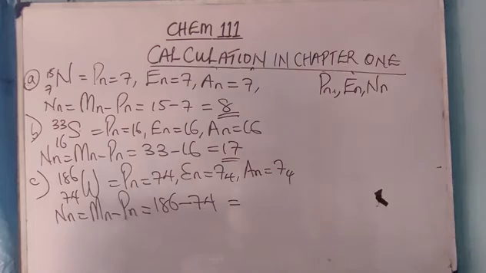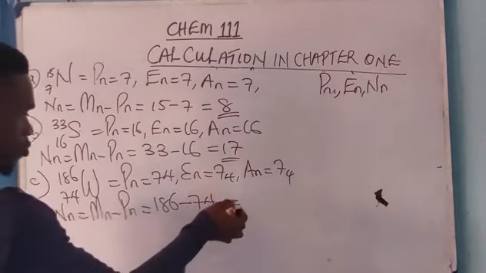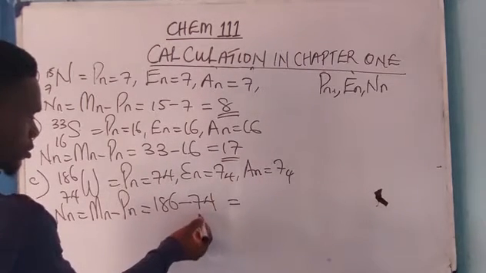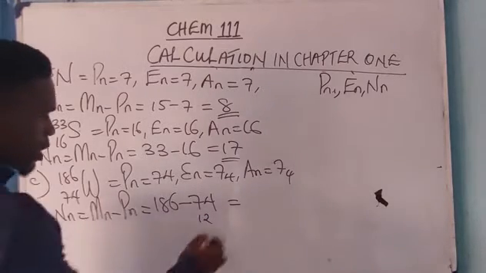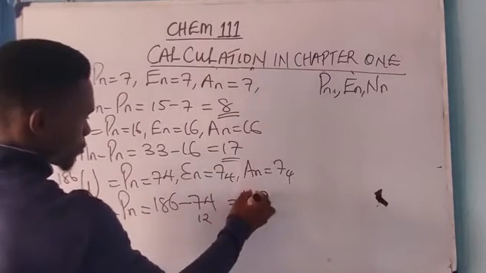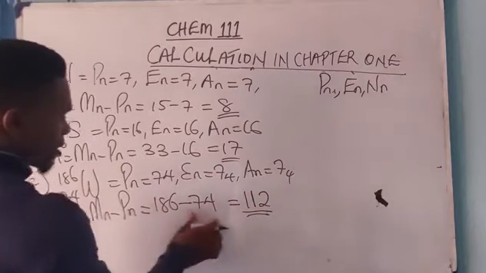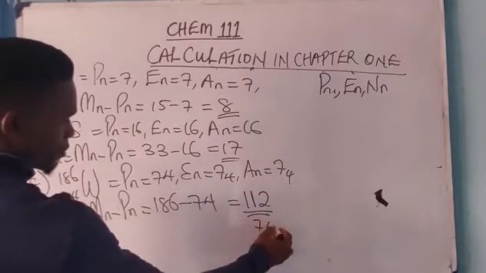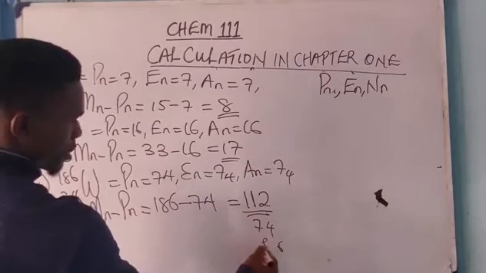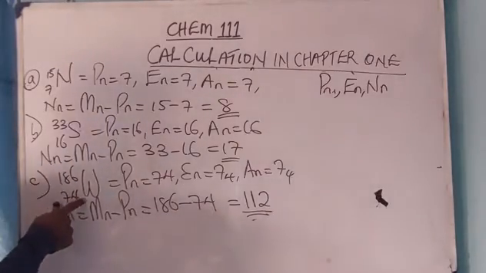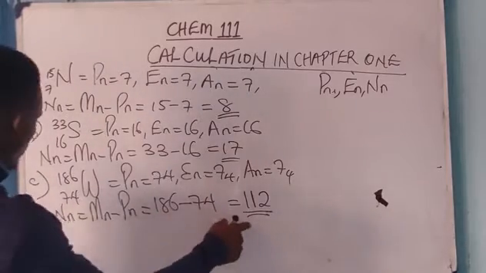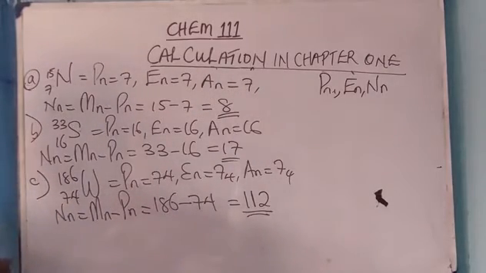What am I going to be having? I think I will have, okay, I'm going to be having 112. 112 will be the answer, I believe. Yes, 112, which means that the neutron number of tungsten is 112.